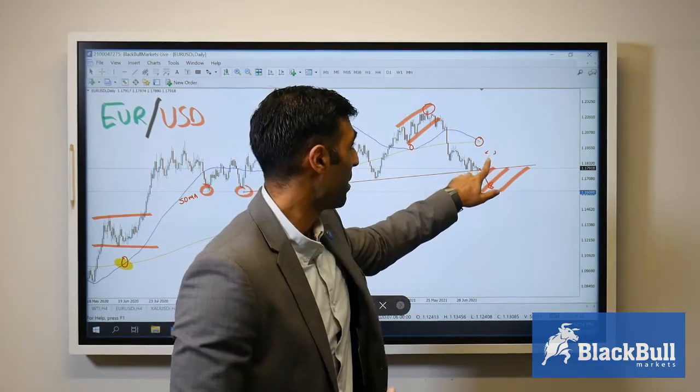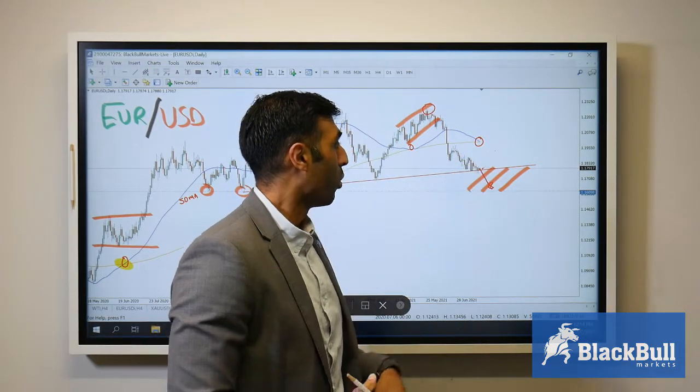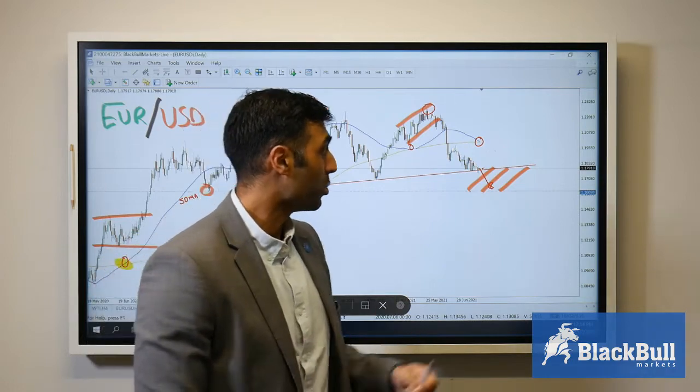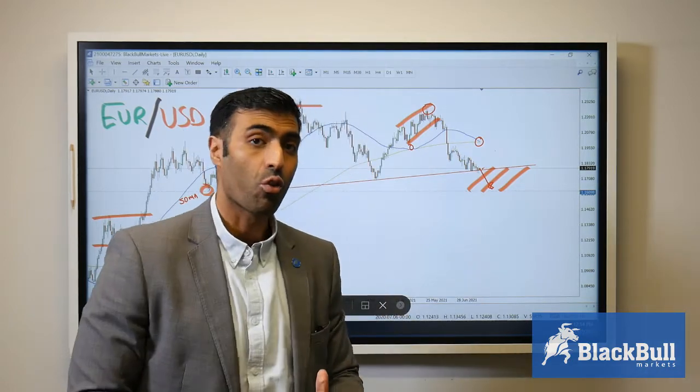However, the side is on the bears on this trade, and let's see what happens, but we could well see 116 as a near-term target for the bears.